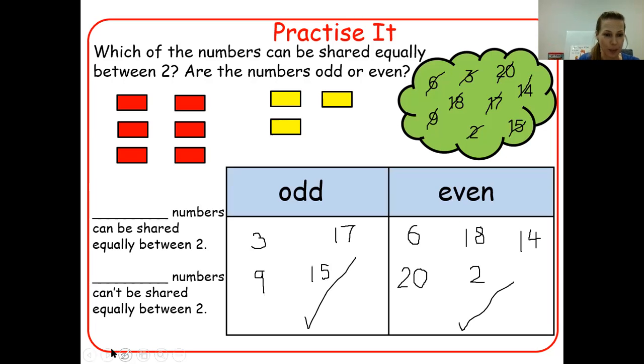Okay, so let's go back down here. You need to fill in the words in the sentence. So something numbers can be shared equally between 2. So what do you think that is? That's even. You're right. Even numbers can be shared equally between 2, like our 6 up above here. And something numbers can't be shared equally between 2. That was like our 3 up here. So that is the odd numbers. Okay.